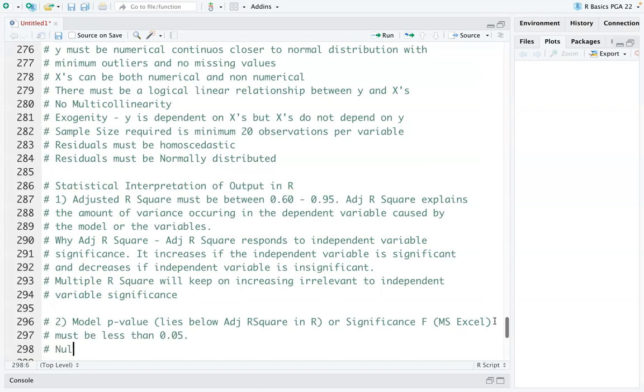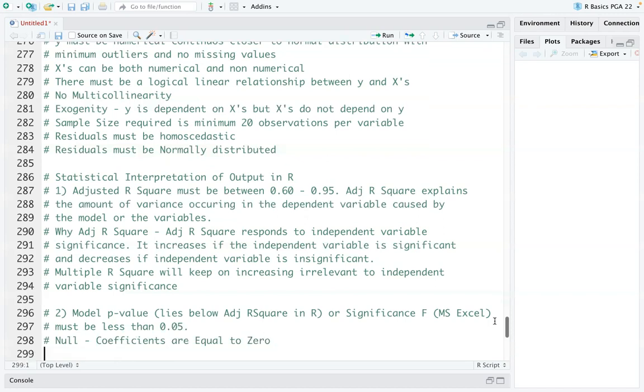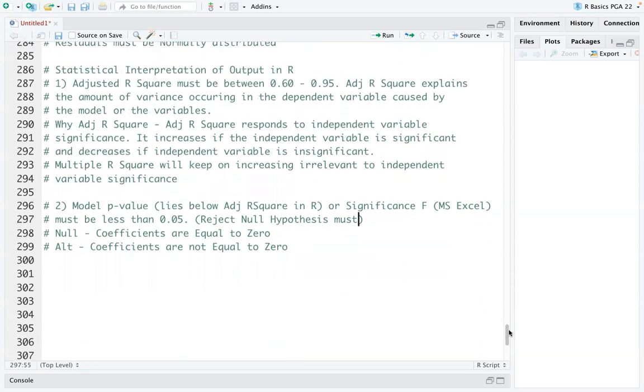Why? Because we need to reject the null hypothesis. The null hypothesis is the coefficients are equal to 0. The alternate hypothesis is coefficients are not equal to 0. So we have to reject the null hypothesis. Must. Coefficients are your betas.